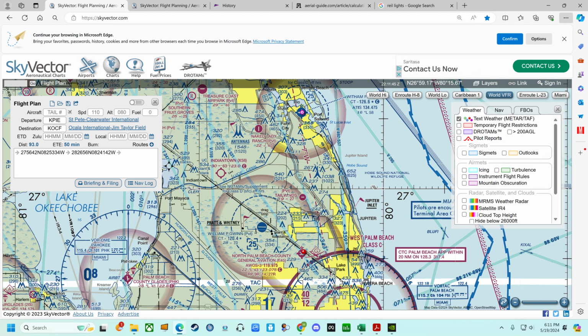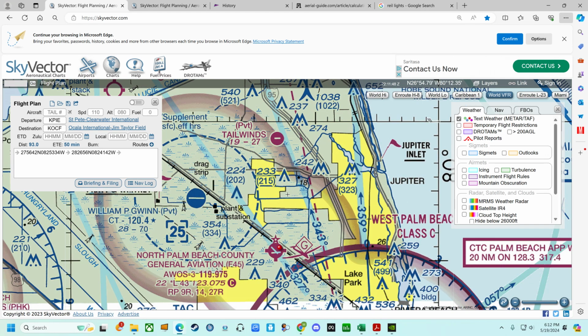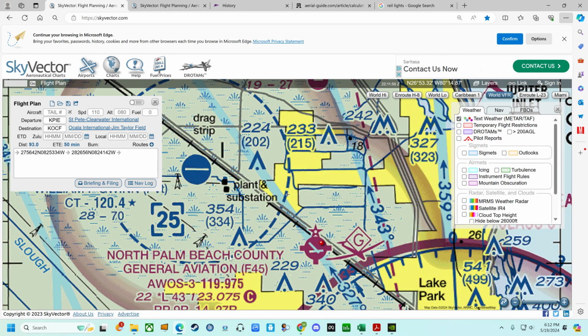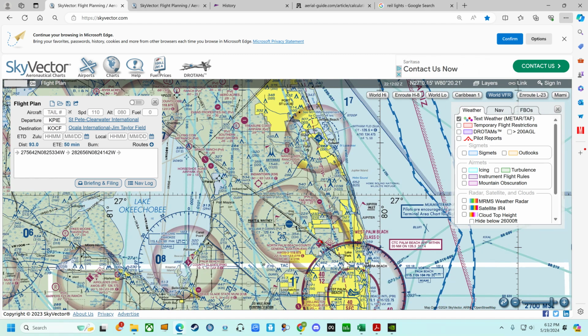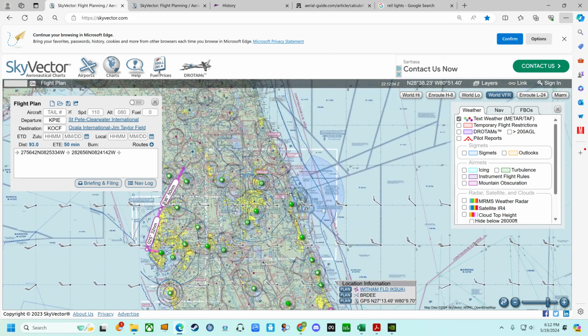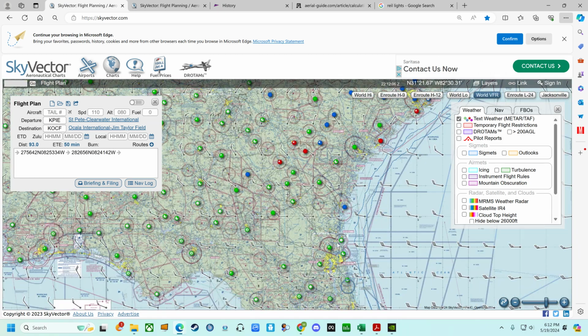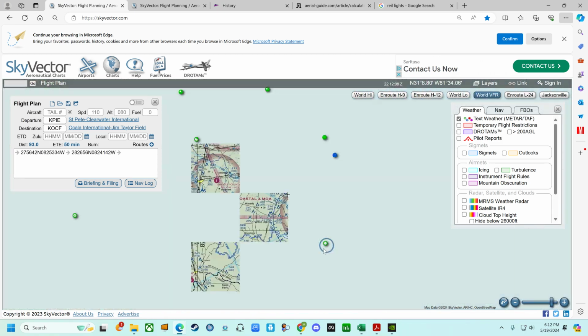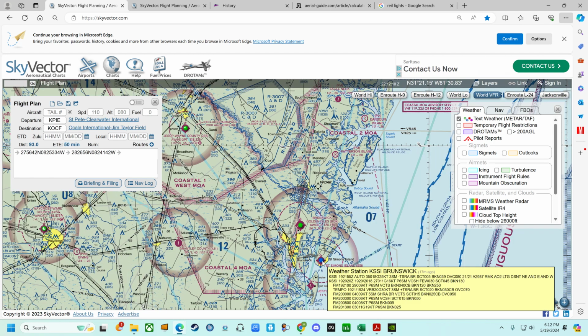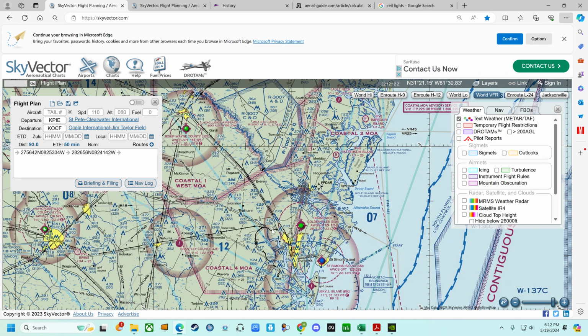Whereas if the circle is red, like the one I'm looking at right now for North Palm Beach County, that's below VFR minimums. When the circle's in red, this only has 2.5 statute miles of visibility, and it's raining with a scattered cloud layer of 3,000. So red is below VFR minimum. Blue circles are going to be marginal VFR weather here. And then greens are going to be VFR weather.